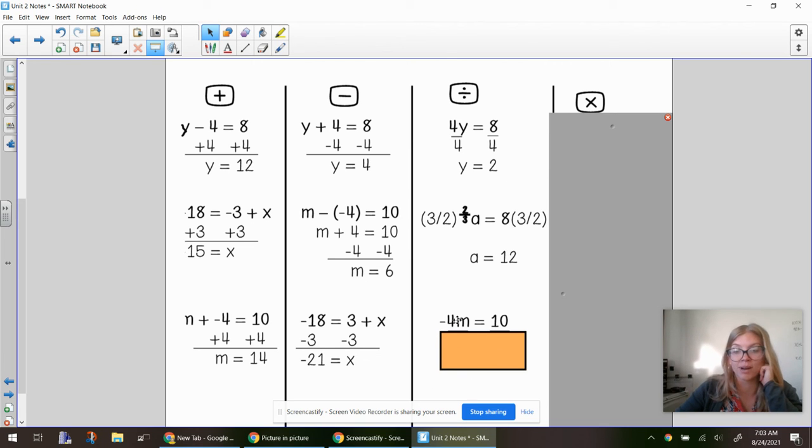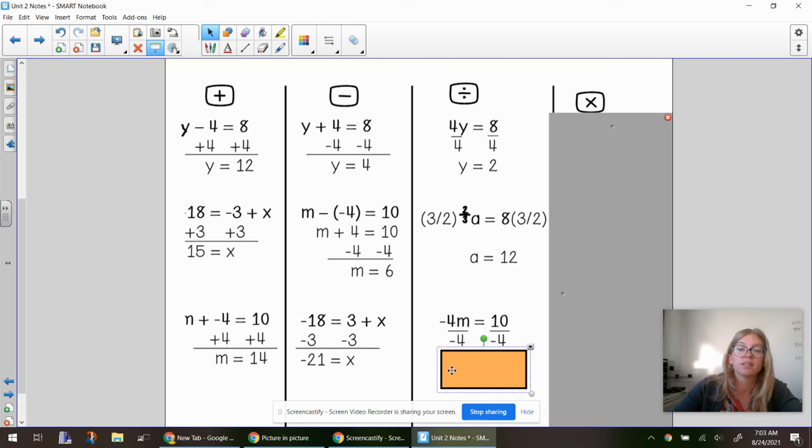Last but not least, I have negative 4m equals 10. Negative 4 and m are being multiplied, so I'm going to divide both sides by negative 4. And I get m equals negative 2.5.